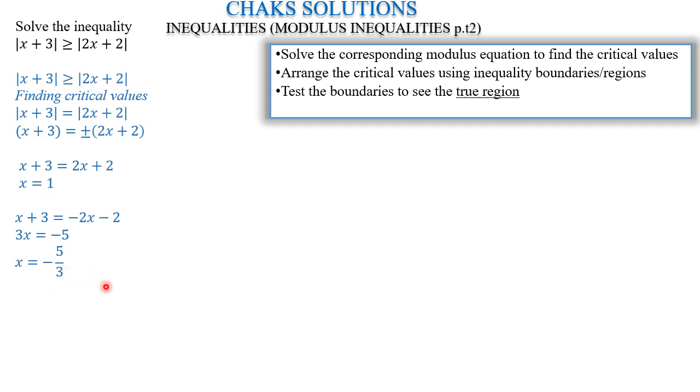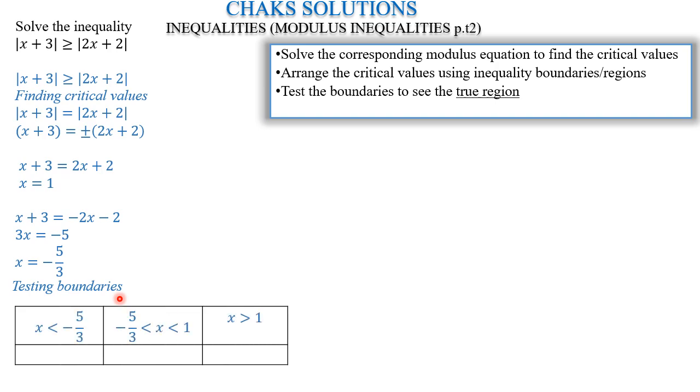The next thing is to place these critical values on the table using the inequality boundary so that we can test them. We start with the smallest one: x less than minus 5 over 3, which is the smallest critical value. Then minus 5 over 3 less than x less than 1. Then the last one is x greater than 1. So the smallest region is less than, and the greatest critical value gives x greater than 1. In between, we join the critical values.